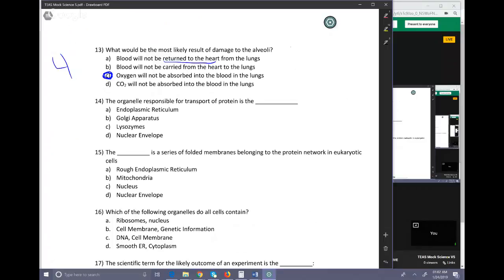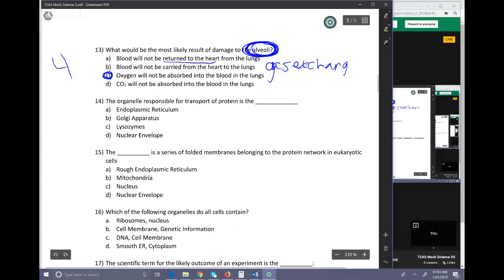Blood will not be carried from the heart to the lungs. Your heart has no clue what your alveoli are or are not doing. So the heart's still going to send the blood out to the lungs because it doesn't know that's going on. So nothing is going to affect the movement of the blood. That's going to go on as normal. What's very specifically going to happen is the gas exchange is not going to happen. So you're still going through the motions. You just don't actually end up with gas exchange. And the answer choice that says that is C.